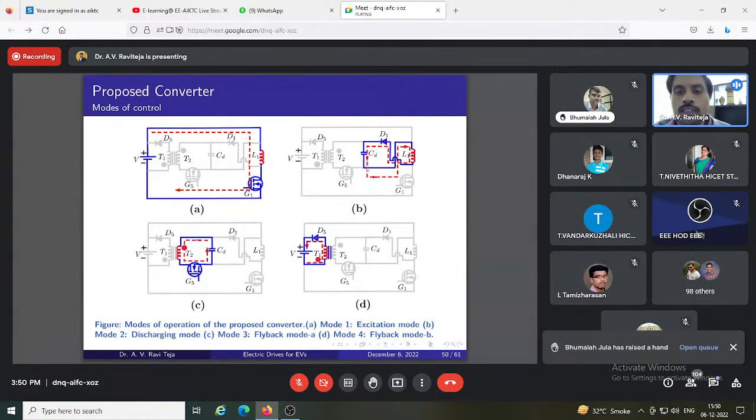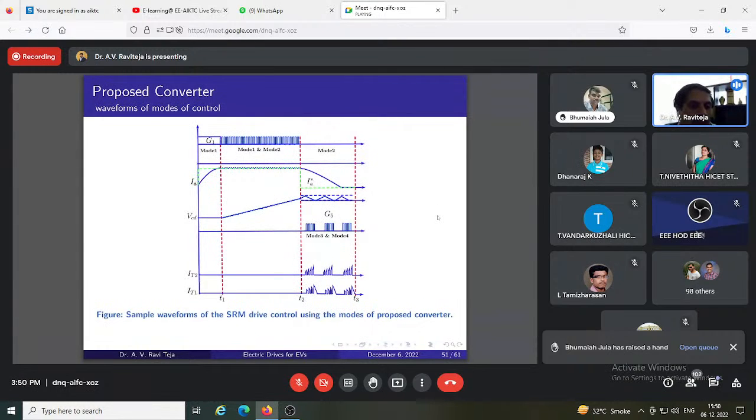Here any voltage I can control to be at the CD capacitor, thereby I have more flexibility, and cost wise I am having a lesser number of switches, so the cost is reduced drastically, and it will be further reduced as the number of phases increases. Right? So these are the operating modes of control.